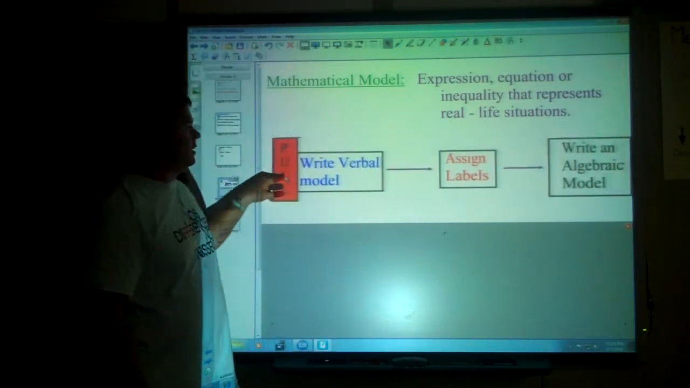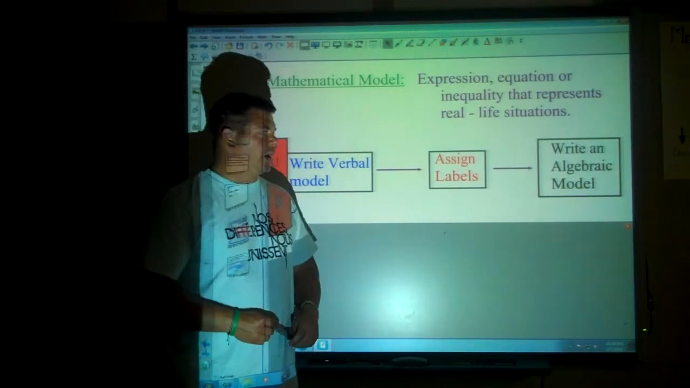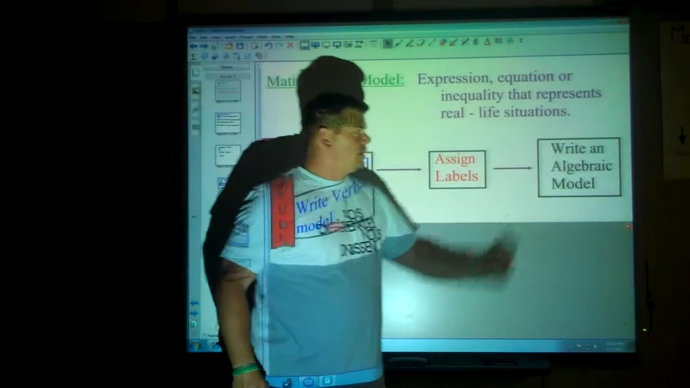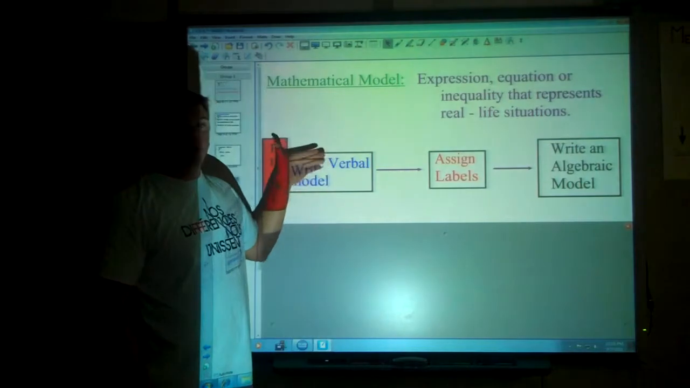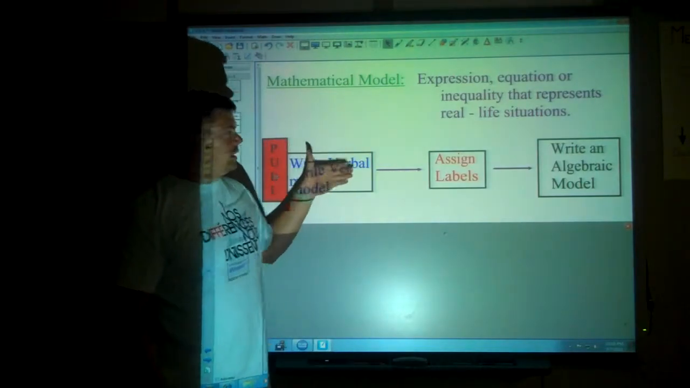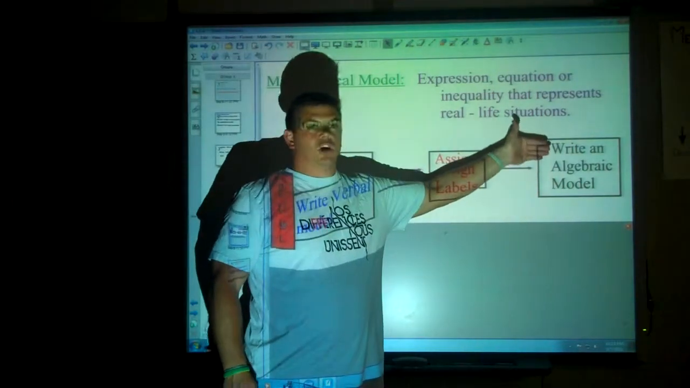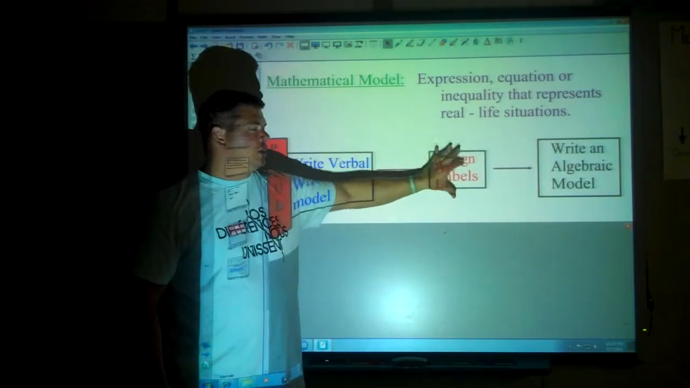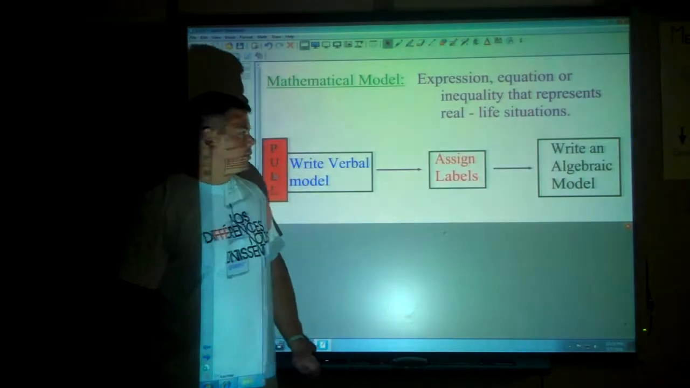And from there, you can then write your algebraic model. So you're turning the words into math. Going from something with actual words, might still have letters over here, but the letters are just variables being placeholders for the parts that you didn't know when you were assigning the labels.